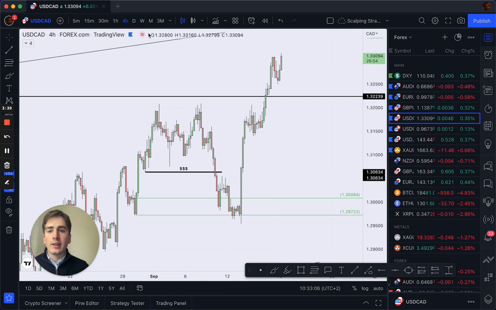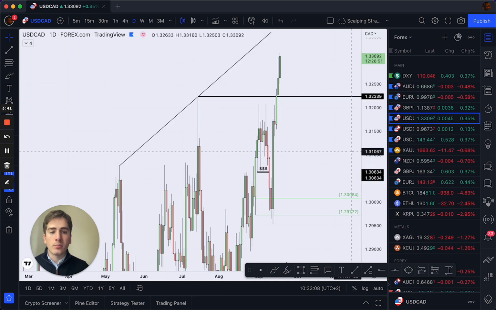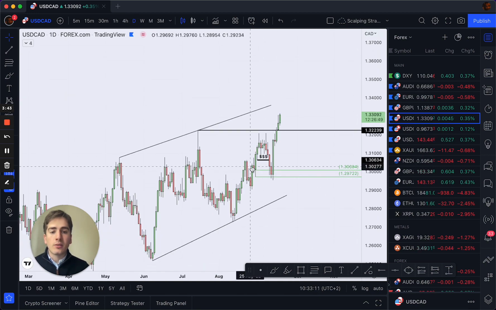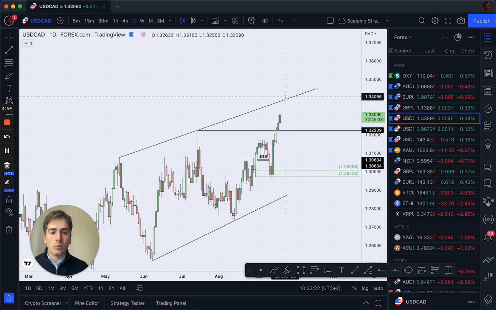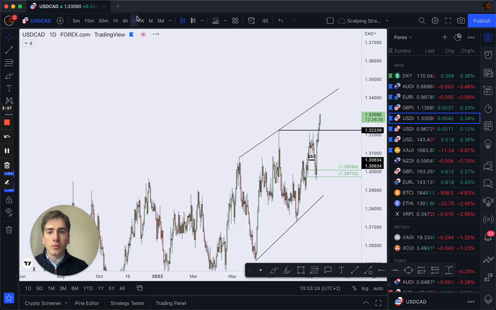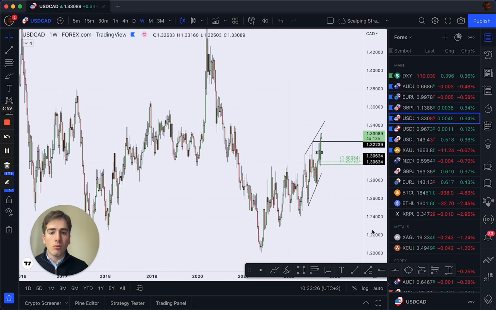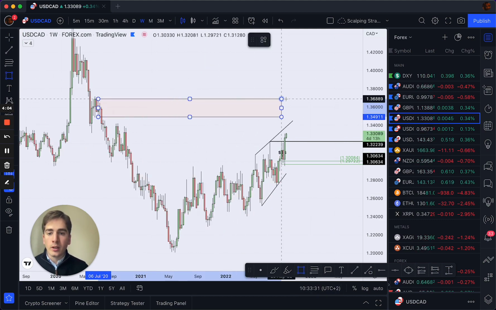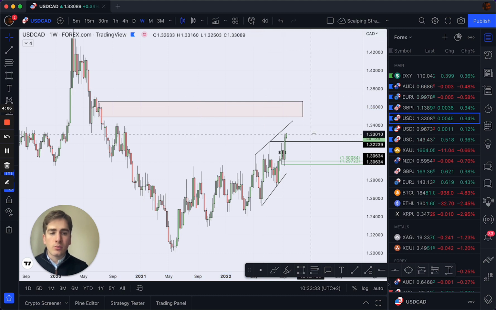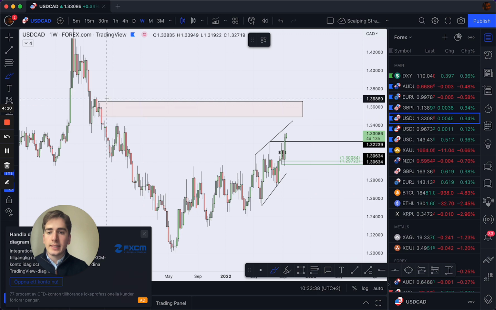Then dollar CAD. Dollar CAD reacted beautifully to my area of demand located over here. Was anticipating, of course, another burst up towards the highs. So beautiful analysis if you took this trade. For now, what am I waiting for? Well, let's see if we can get that third trend line tap located approximately at 1.34. We have a very clean area of supply located over here at around 1.35 to 1.37. So I would love to see that area get hit.